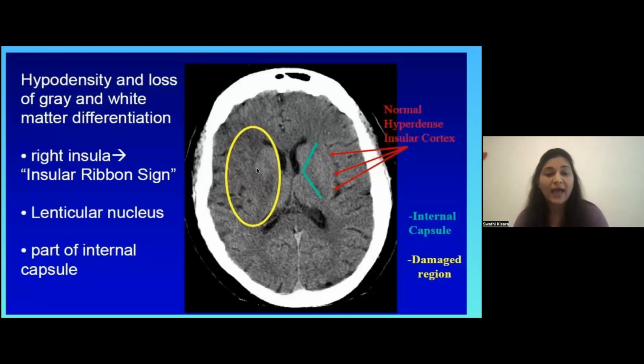This is also an axial CT image showing hypodensity and loss of gray-white matter differentiation of the right insula, the lenticular nucleus, and also part of the internal capsule. This is the normal side, in which the insular cortex can be seen hyperdense, and this is the infarcted side.